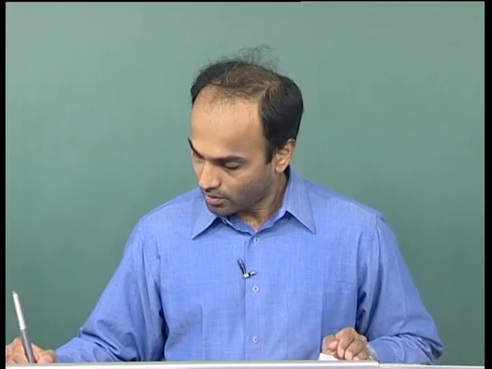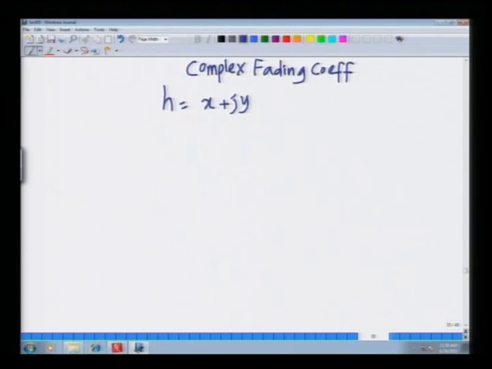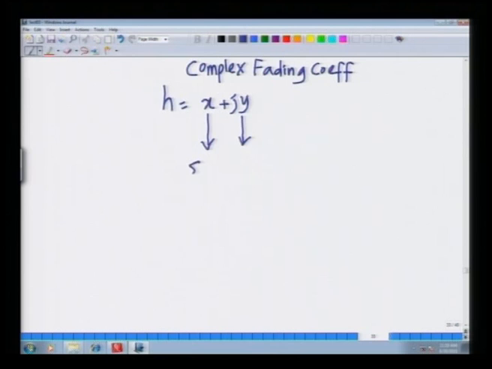Now, going back to our problem of the complex fading coefficient, where h is x plus j y, and h is the complex fading coefficient. We have seen that each of x and y is a sum of a large number of random components.